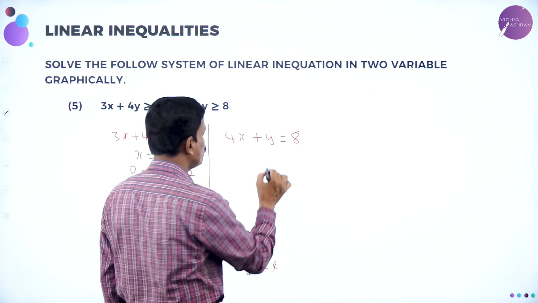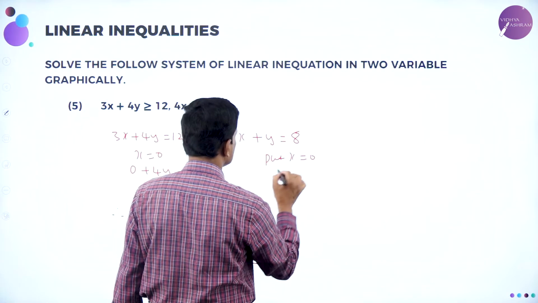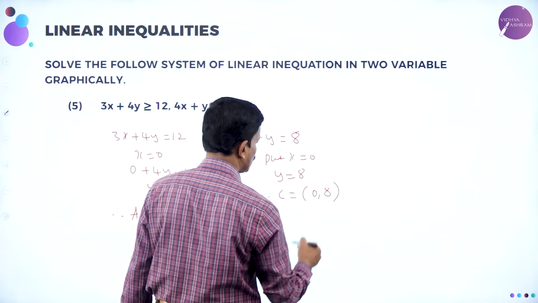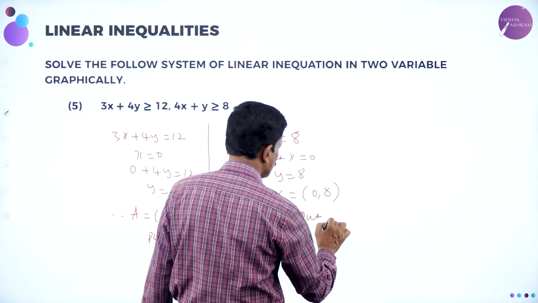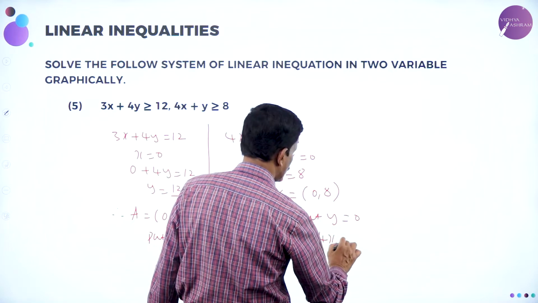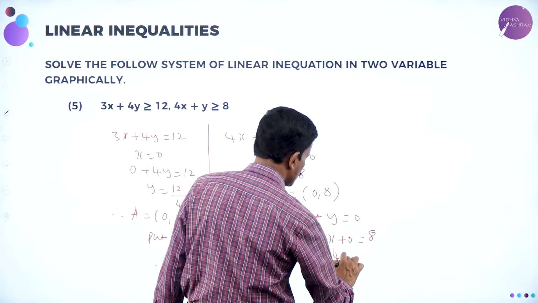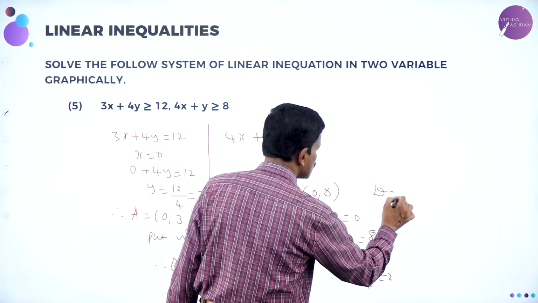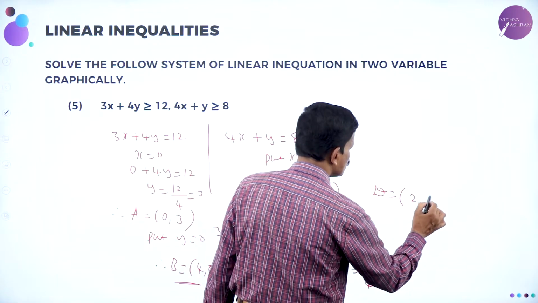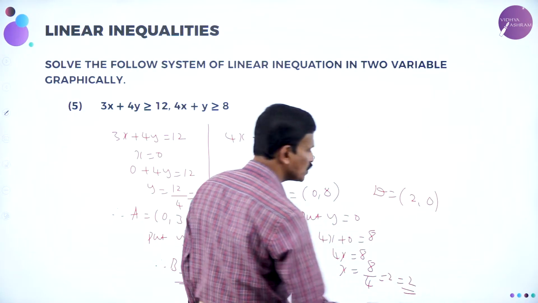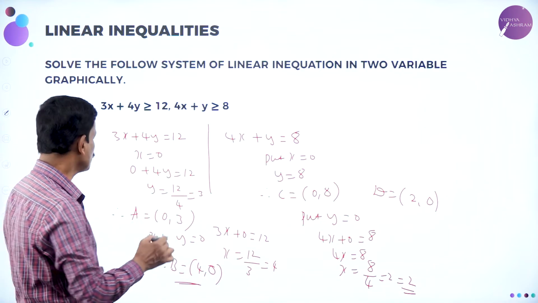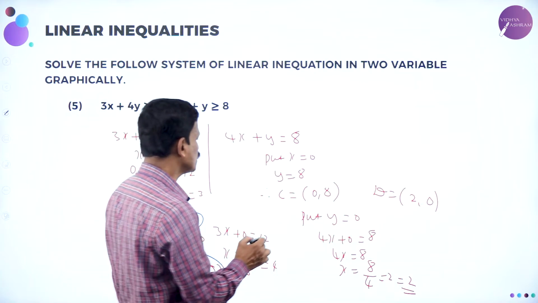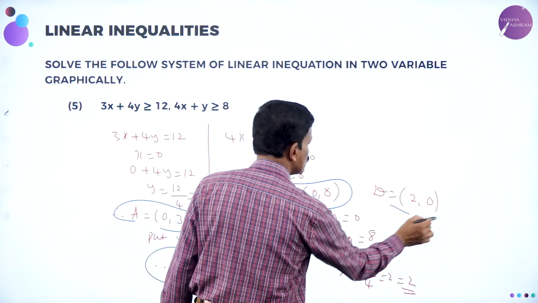4x plus y is equal to 8. Put x is equal to 0. If you put x is equal to 0, y is equal to 8. Therefore, C is equal to (0, 8). Similarly, if you put y is equal to 0, what you will get? 4x plus 0 is equal to 8. 4x is equal to 8. X is equal to 8 by 4 is 2. So, the point D is equal to (2, 0). These are the points. So, what are the points we got? A (0, 3), B (4, 0), C (0, 8) and D (2, 0).